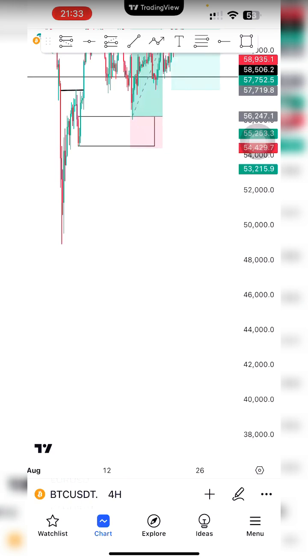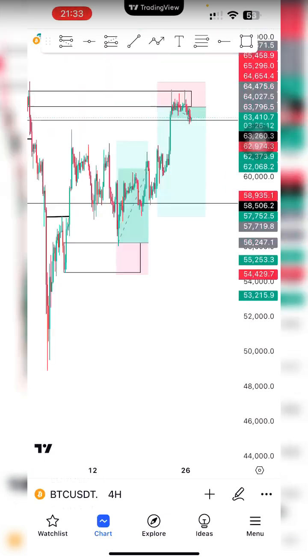Some textbooks might call a fair value gap an imbalance. Some textbooks might call it inefficiency. Some channels, some traders call a fair value gap imbalance or inefficiency. It's still the same thing. And the abbreviation for that one is what we call FVG. FVG.